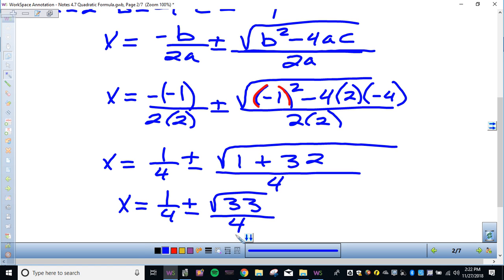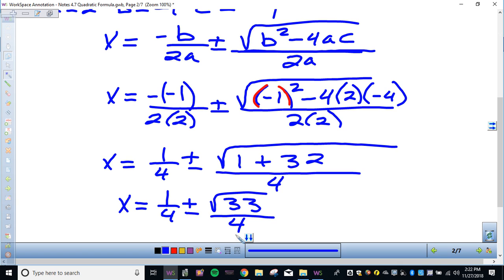And you're done. Okay? So what does this mean, the quadratic formula? What is it helping you to find? The quadratic formula helps you to find the place where the parabola crosses the x-axis. Right? We're finding the zeros. 1/4 plus square root of 33 over 4 is one of the zeros, and 1/4 minus square root of 33 over 4 is the second zero. Those are the 2 places where that parabola crosses the x-axis.